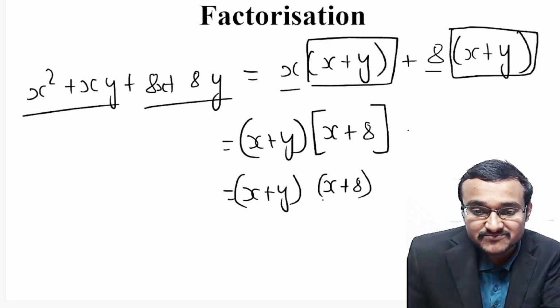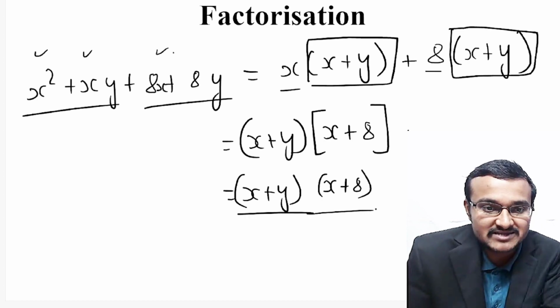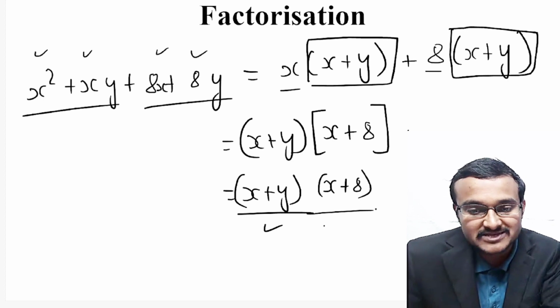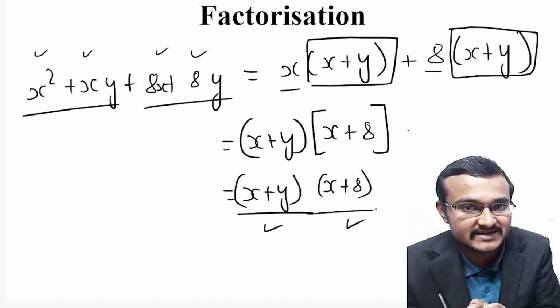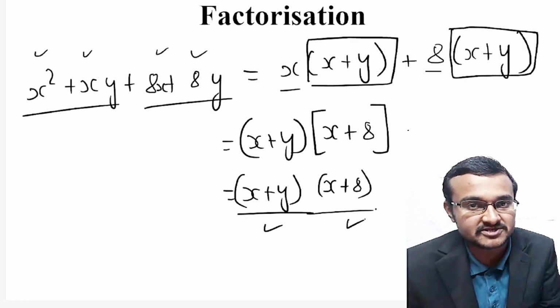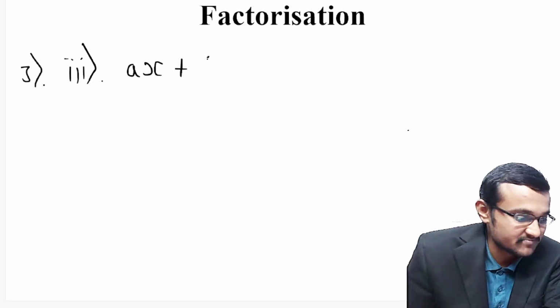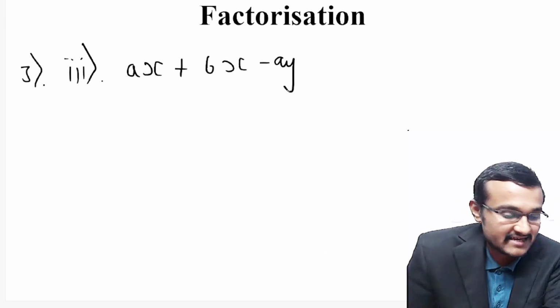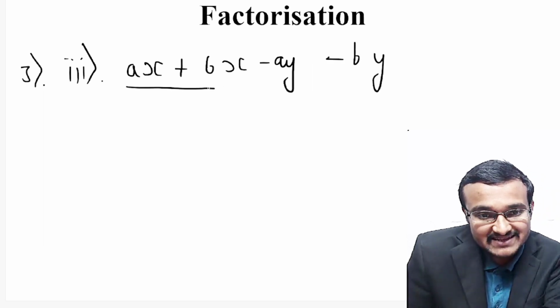x plus y into x plus 8 are the factors for this particular x square plus xy plus 8x plus 8y. So here x plus y is one factor, x plus 8 is another factor. So x plus y into x plus 8 are the factors for this first question in this third question. So coming to the third question in this third question, they have given ax plus bx minus ay minus by. Now you can make these two as one group and these two as another group.